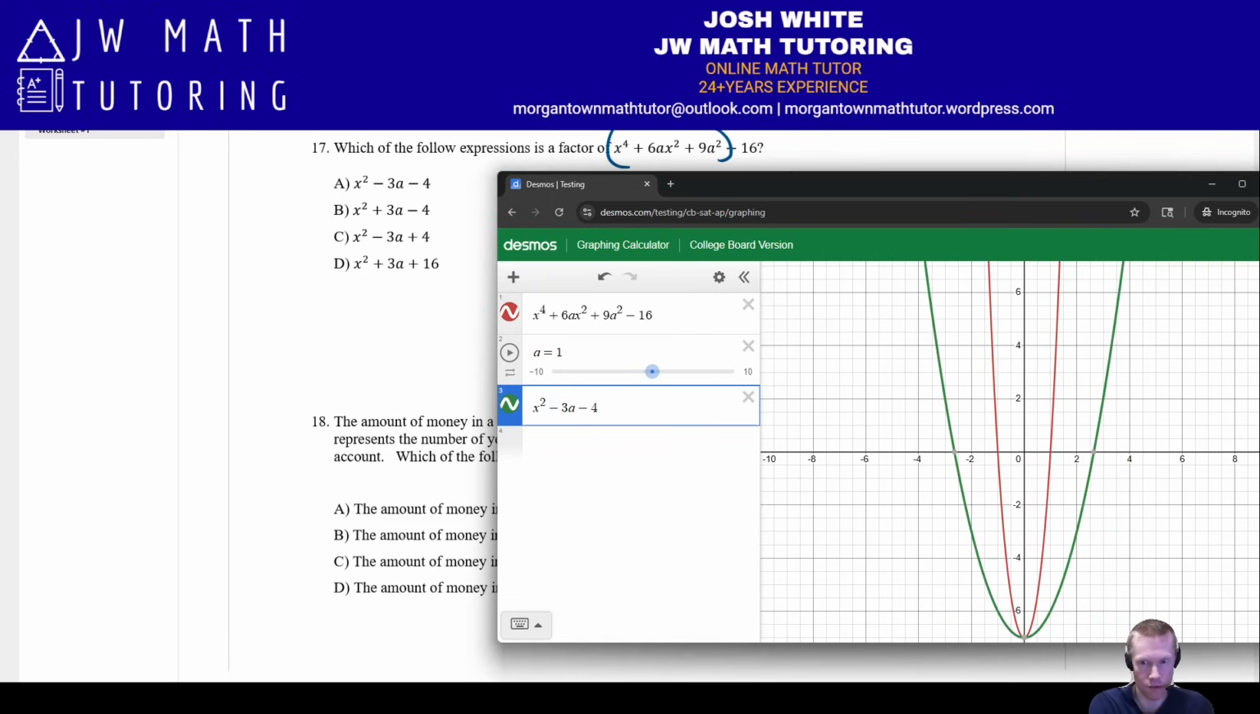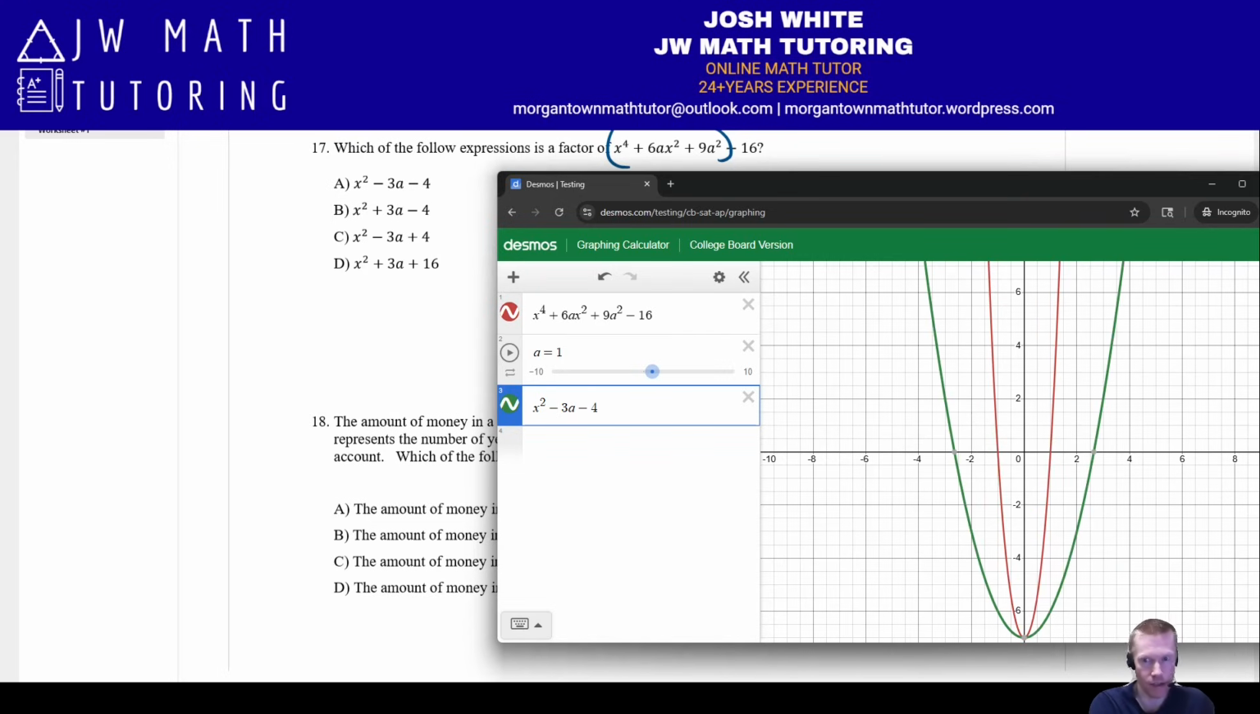Whoops, this was typed wrong. This should be this. Okay. X squared minus 3a minus 4. Okay, notice this one does not have the same x-intercepts. This is answer choice A as the original, therefore it cannot be the correct answer.